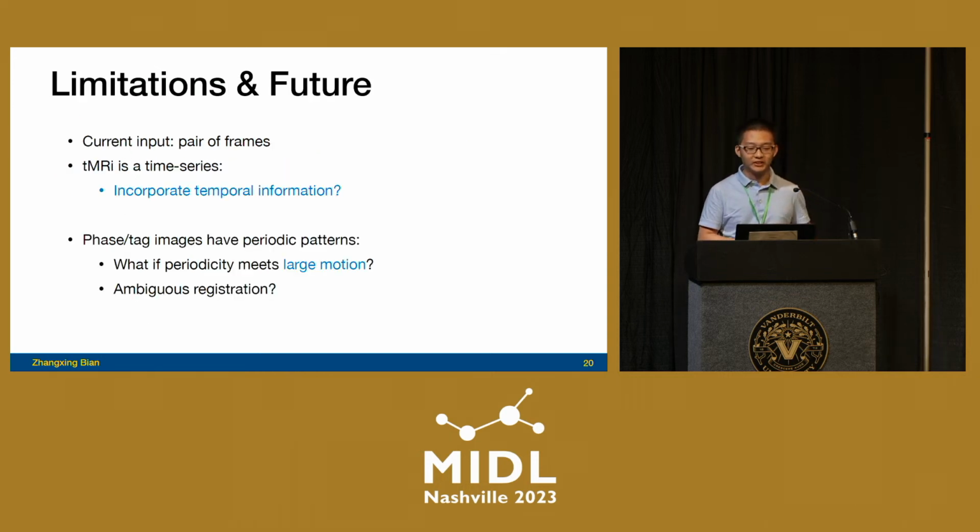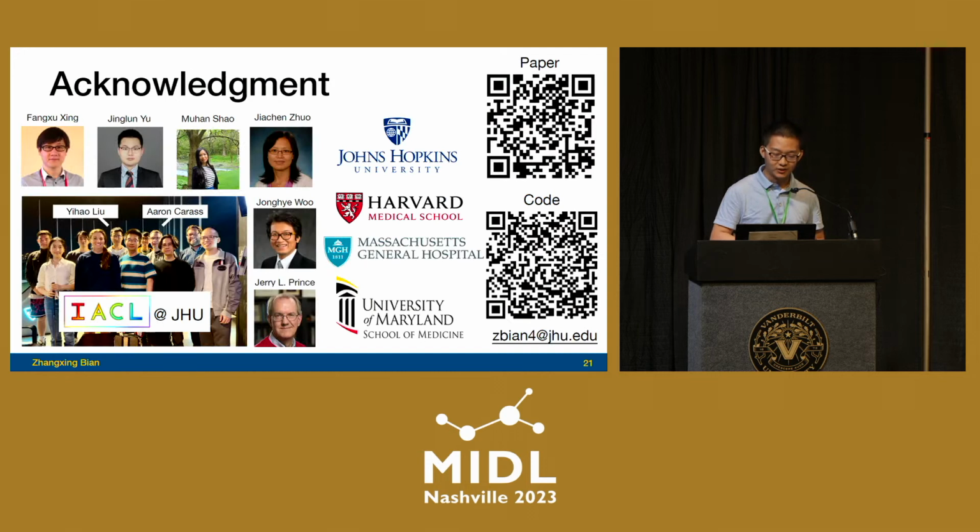But there are some limitations and future work. You may notice the current framework only takes a pair of frames, but the nature of Tagged-MRI is sequential images. So can we incorporate more temporal information in the framework? Also the phase and tag images have periodic patterns. So what if the periodicity in the image meets a large motion? Can the unsupervised registration algorithm solve that ambiguity? That's future work.